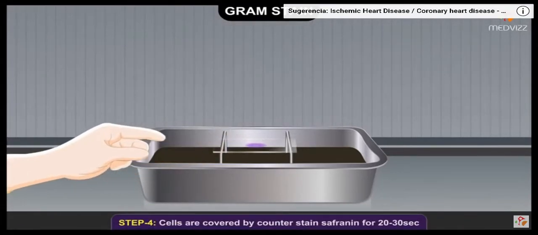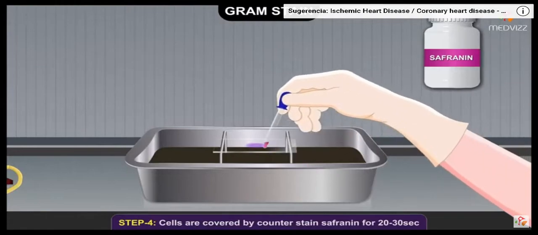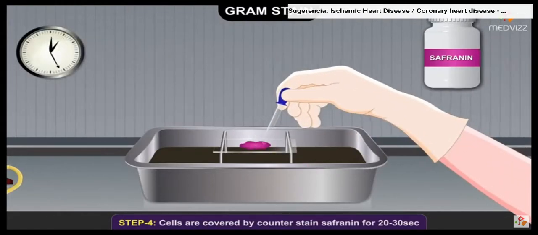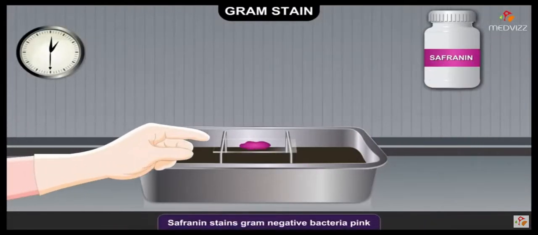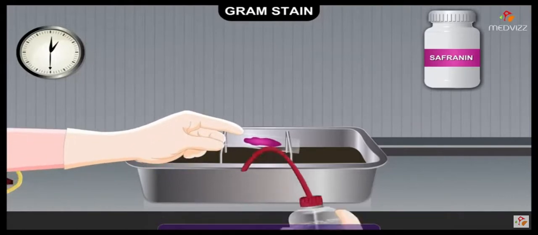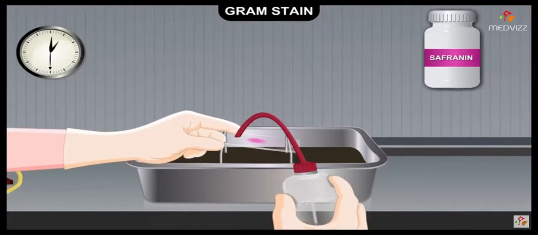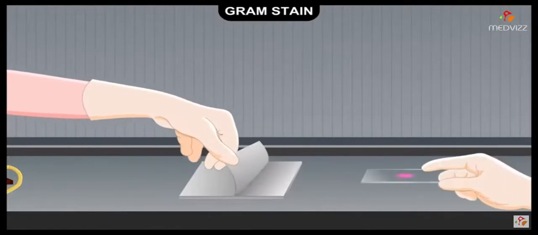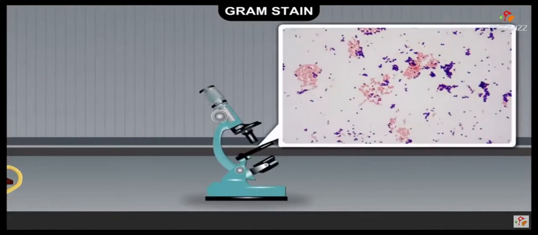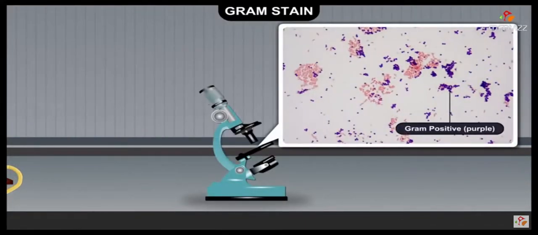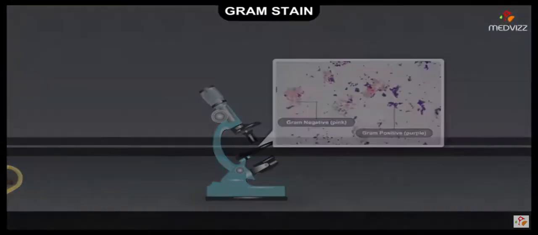Finally, the rinsed cells are covered with the counterstain safranin for 20 to 30 seconds. This stains the gram-negative bacteria pink. After rinsing with water, the slide is dried with filter paper. When viewed microscopically, the gram-positive bacteria are purple, and the gram-negative bacteria are pink.